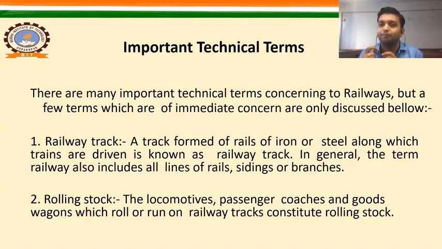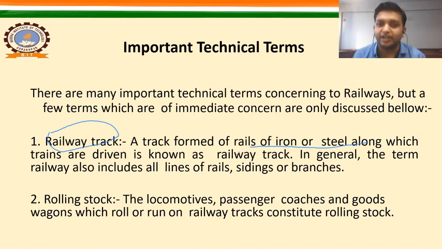These are actually very important concerning railways. The first one you will encounter is the railway track. Whenever I say railway track, the first thing that should pop up in your mind is that a track formed of rails of iron and steel along which trains are driven is known as railway. The first thing I will be telling you in the entire lecture is the railway track.